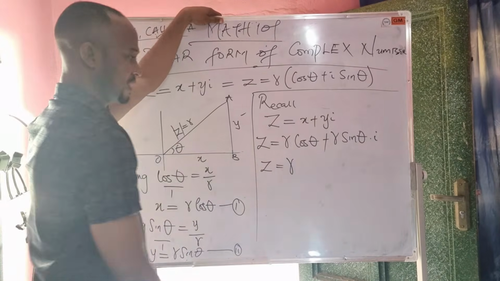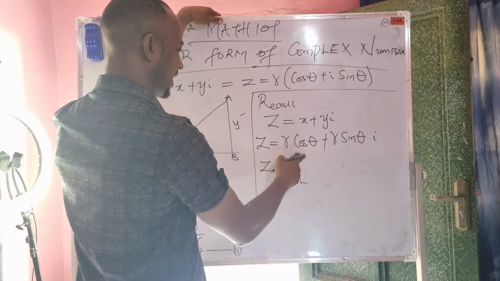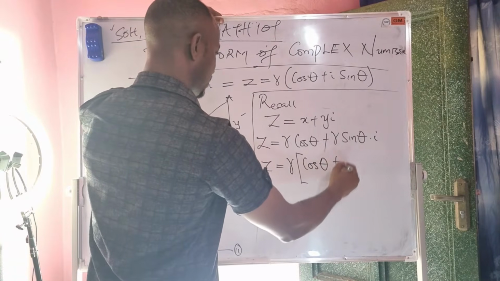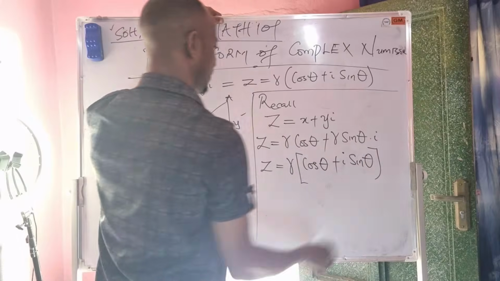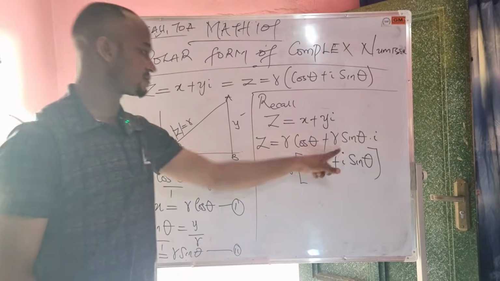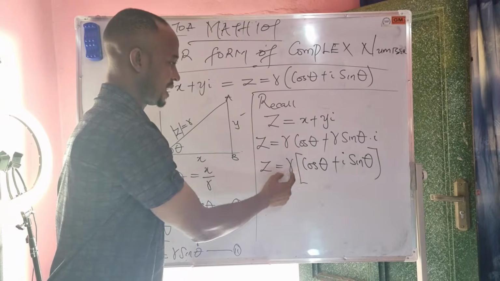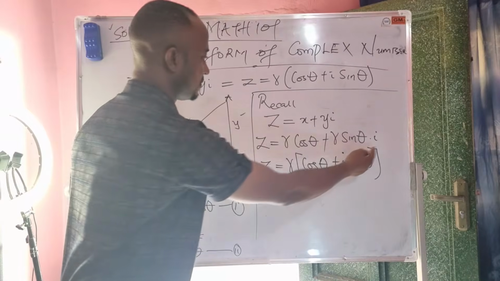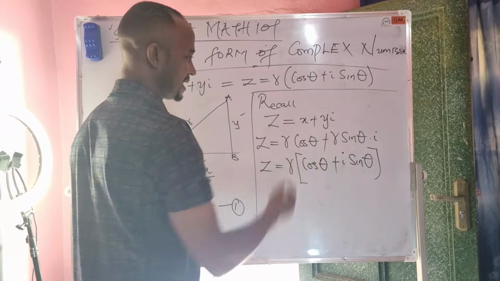So r is common here in brackets. If r is common, that means what will be left here will be cos theta plus what? I sine theta. If I bring out the value of r here, when you divide r cos theta with r, I'll be left with cos theta. When you divide r sine theta i with r, I'll be left with i sine theta.